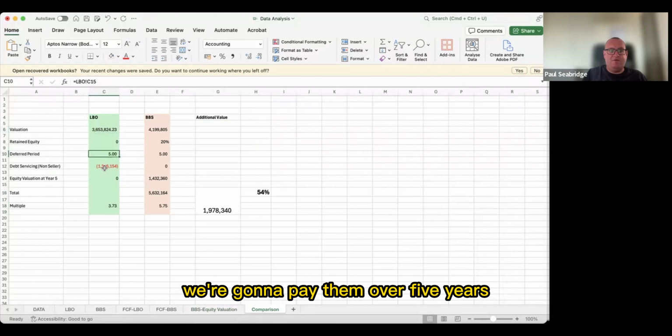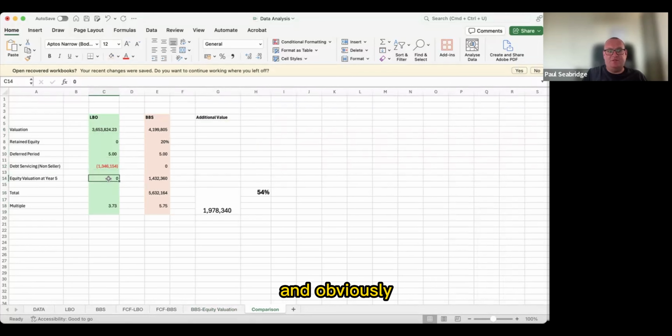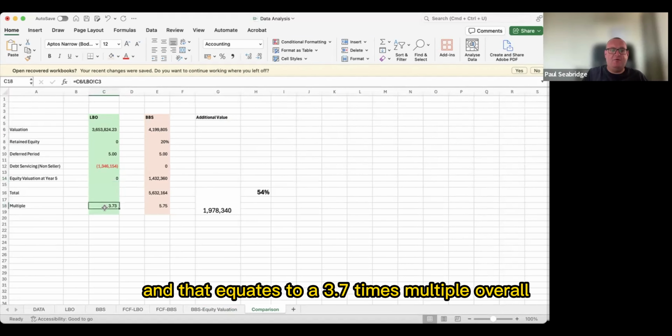We were going to pay them over 5 years. That's what the debt servicing is to the bank. And obviously the equity valuation in year 5 is 0, because we bought 100% of it. And that equates to a 3.7x multiple overall.